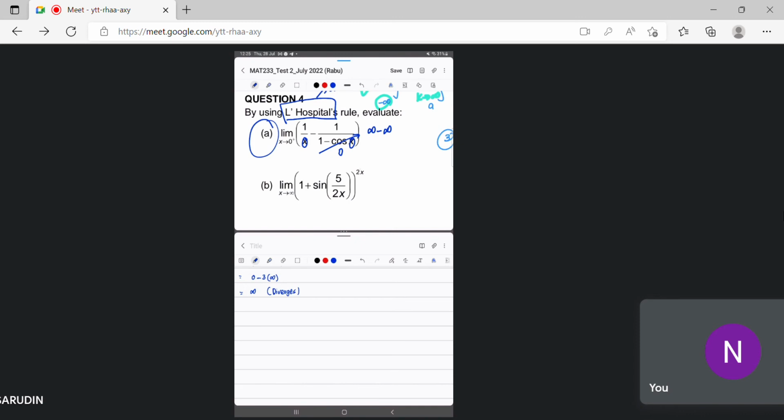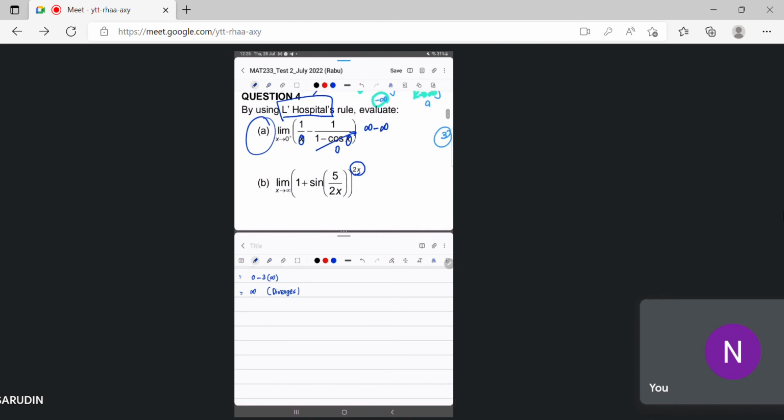Okay, and then B. B akan jadi susah sebab nampak tak dia ada power ni. We call as the indeterminate power. Okay, so first step, kita akan substitute dulu. So bila substitute, 1 plus 5 over infinity, you will get 0. So sin 0, you will get 0. So atas ni akan dapat infinity lah. So you will get the 1 power of infinity. When you got 1 power of infinity, we call it as the indeterminate power.